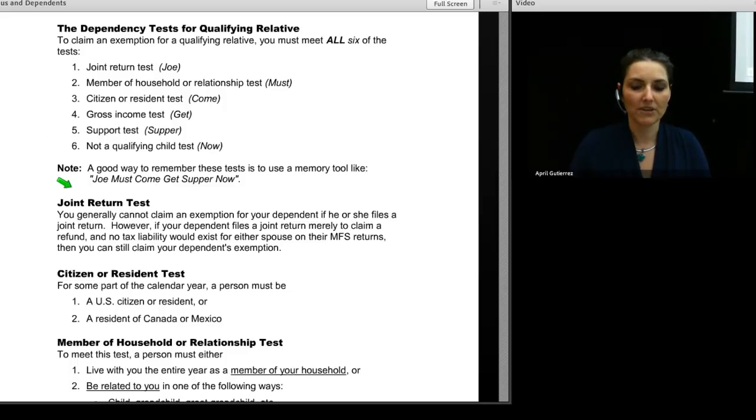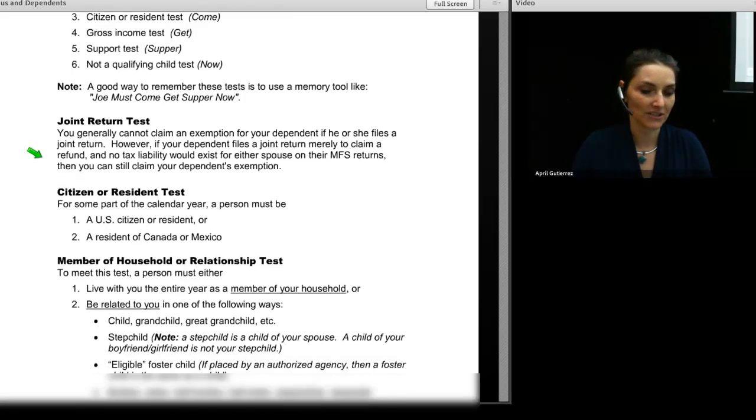Now, this acronym here can help you remember these rules. Joe must come get supper now. It's just a way of helping you to trigger to remember those tests. So if you're heading into an exam, what you could do is just remember the tests and write them all down. Actually, they don't let you write down at the federal test, do they? You just got to mentally remember those to see how you're going to answer a particular test question.